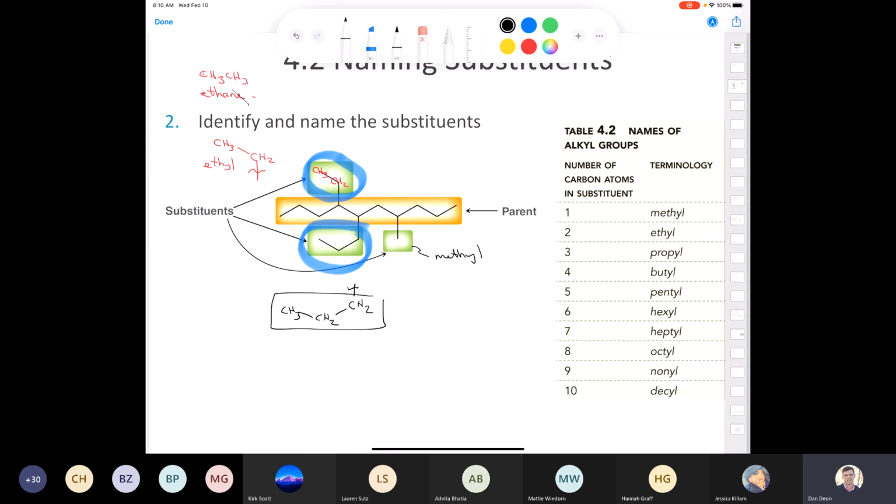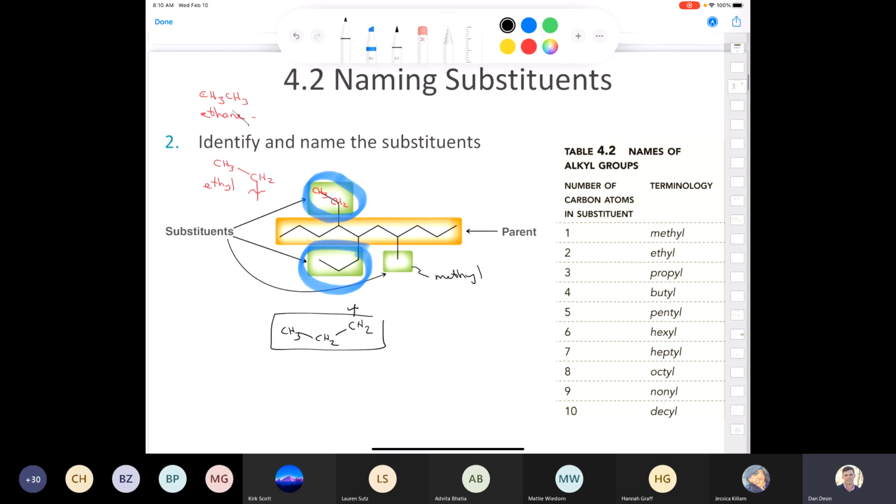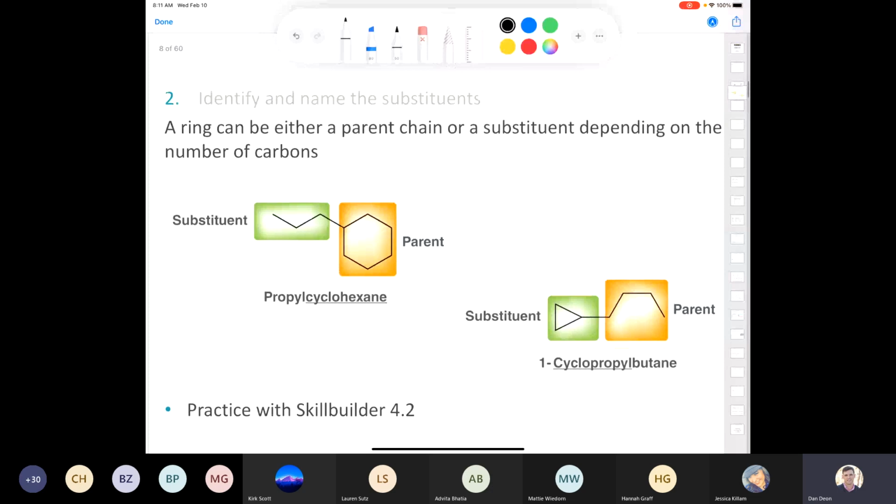So you need to be aware of these substituents. Now, if you find it a little overwhelming looking at it on a Wednesday morning, the more you practice it, the better you will become at recognizing substituents, so much so that eventually they'll just become second nature and you won't really have to think about them.